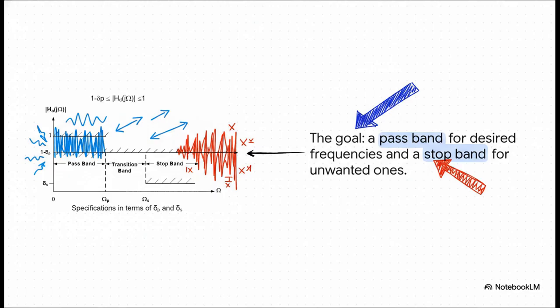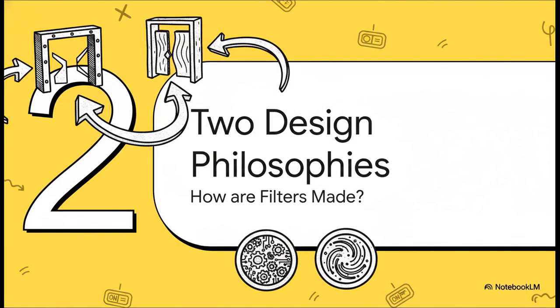They want to create what's called a passband. That's the blue area, where all the good stuff, the desirable frequencies, get through. Everything else gets tossed into the stop band, the red zone, and it's blocked. The real trick, the art of it all, is making that drop-off between the two as steep and as sharp as possible.